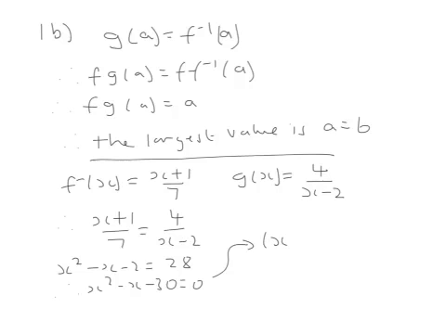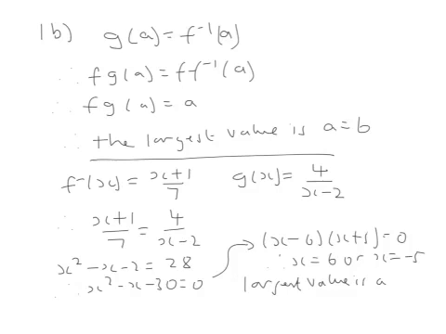So x minus 6, x plus 5 equals 0. Therefore x is 6, or x is minus 5. So the largest value is 6. Clearly this is a much quicker way of doing it if you see how to go from this stage to this stage. But if you're not sure, work out the inverse function, put it equal to g, and solve the equation. You get the same equation. Either way, a is 6.